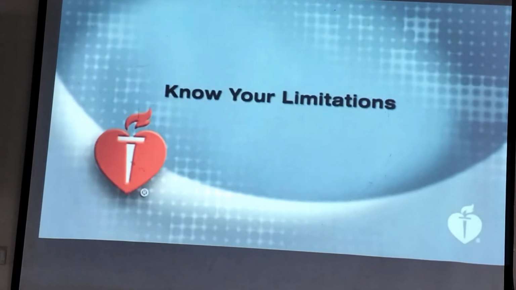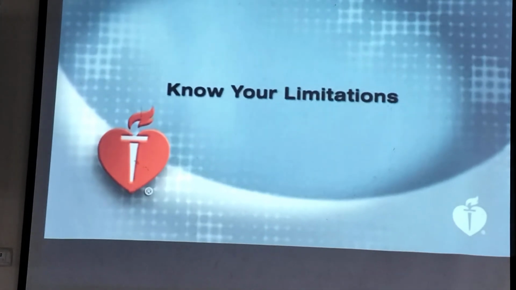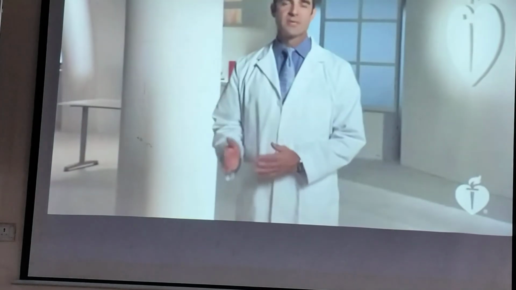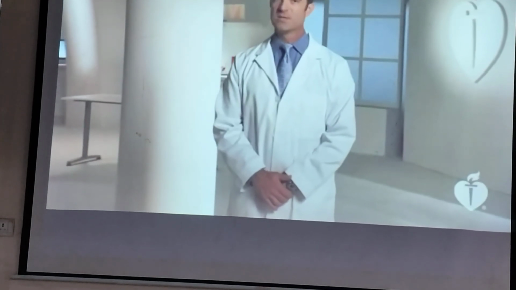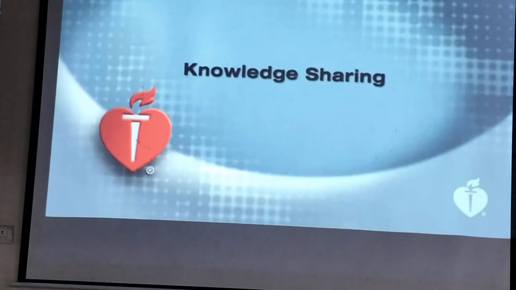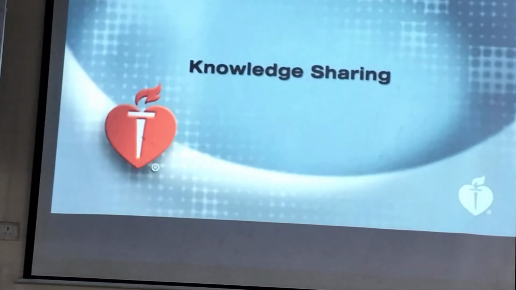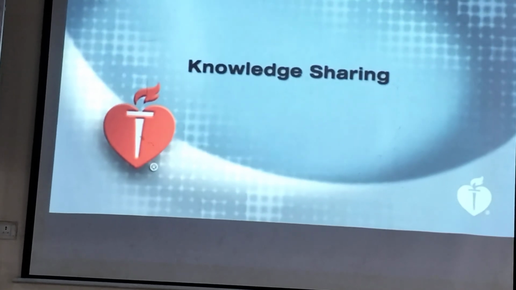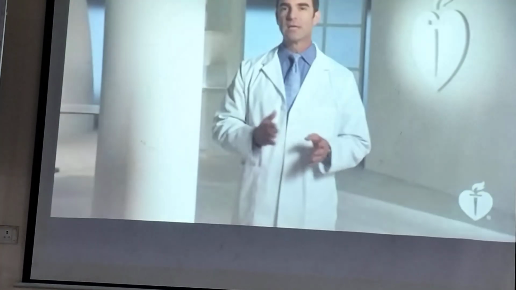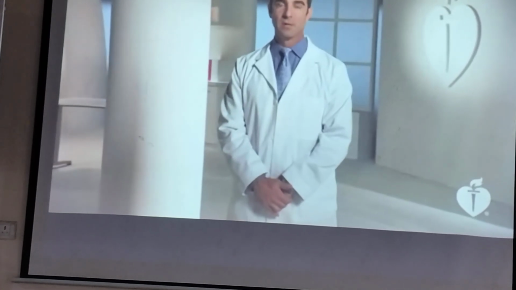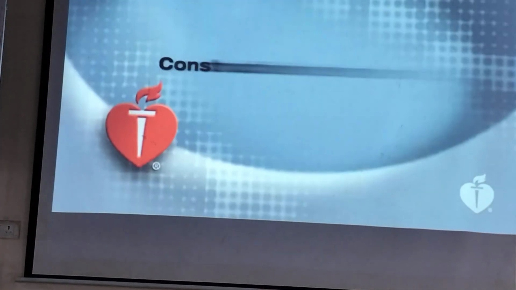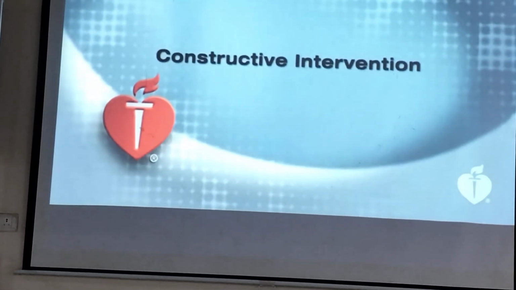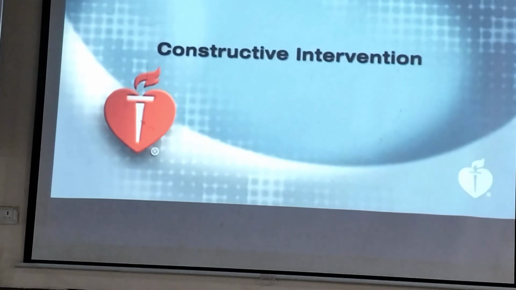Know your limitations. Every member on the team should know his or her limitations, and the team leader should be aware of them. Ask for assistance and advice early, not when the situation deteriorates. Knowledge sharing. This is a critical component of effective team performance. Team leaders should ask for good ideas for a differential diagnosis and frequently ask for observations from team members about possible oversights. Constructive intervention. Sometimes a team member or the team leader may correct actions that are incorrect or inappropriate.